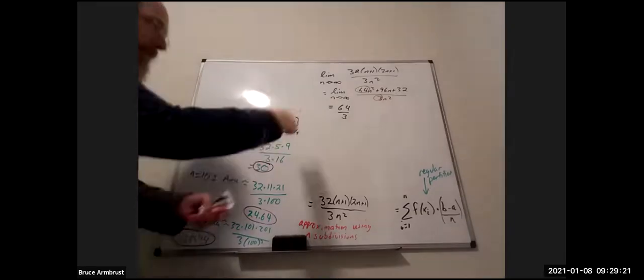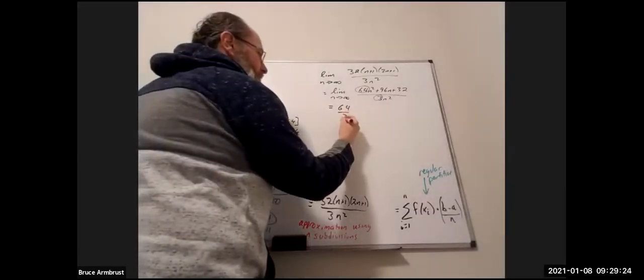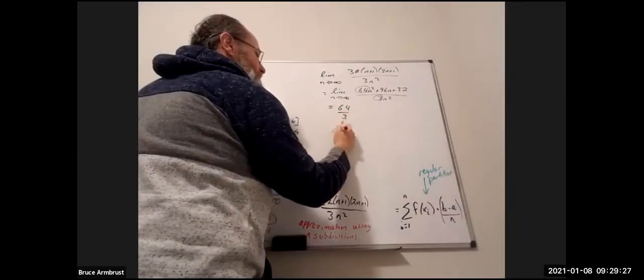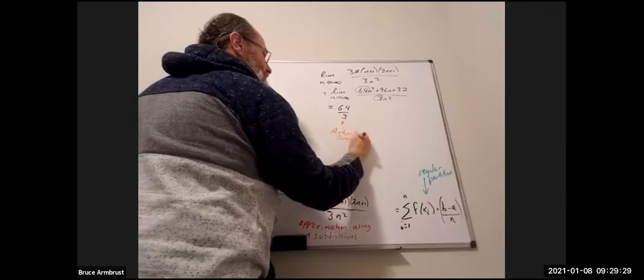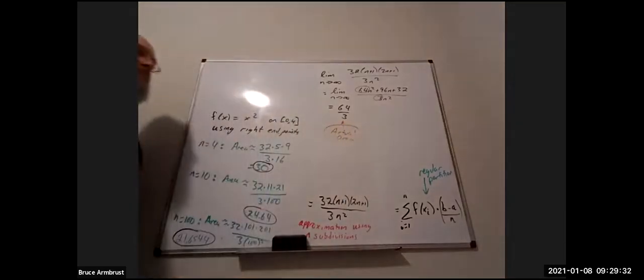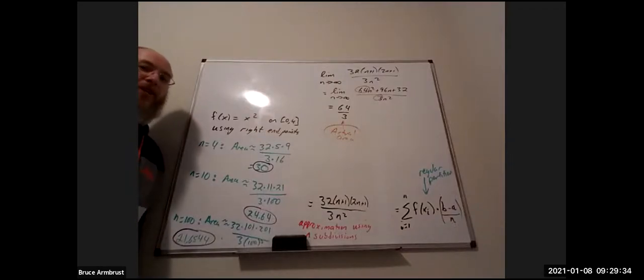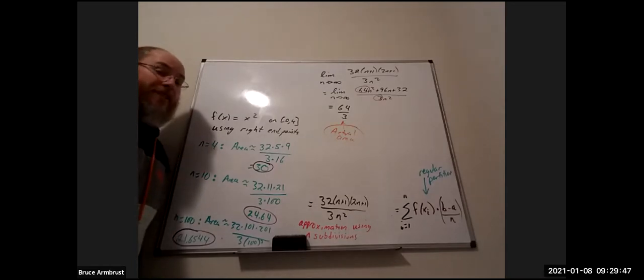But here's the beautiful thing. This 64 thirds, this is the actual area. It's not an approximation anymore. By taking this and going towards infinity, we're actually getting the actual value. All right, so this is how mathematicians answered that area question. They went, well, let's just split it into a bunch of things, make those things really, really small, add them all up.